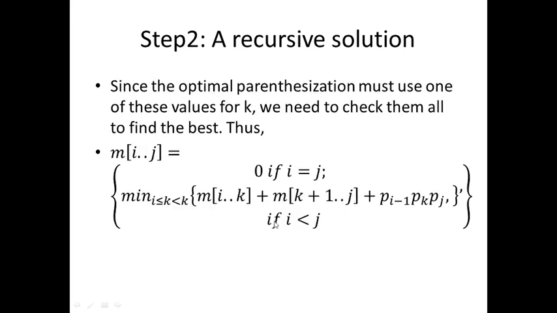Try all the values, then take the minimum one. That is why a minimum is set outside. And this is actually a spelling mistake. This has to be j, not k. You have to replace k with j here.